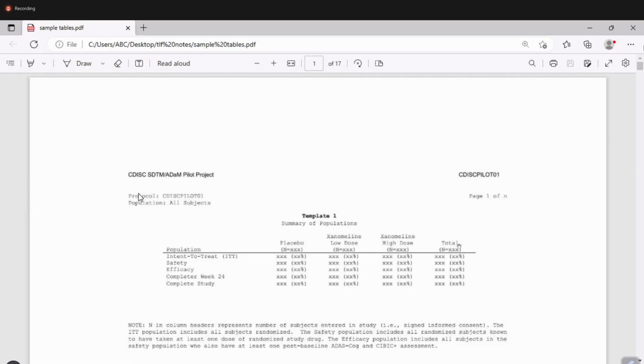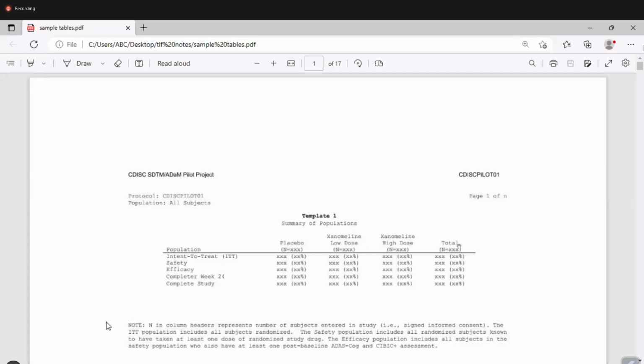So what they are asking is something titled summary of population. Population of what? Intent to treatment, safety, efficacy, completed 24 weeks, completed study. Placebo, low dose, high dose, plus total. Maybe in this study you have three arms: low dose, high dose, and placebo. So they want counts.